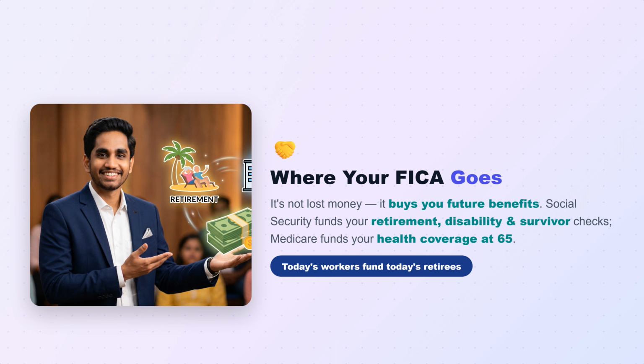So where does all your FICA money actually go? It's not lost. It buys you future benefits. Your Social Security portion funds your retirement checks, plus disability and survivor protection. Your Medicare portion funds your health coverage once you turn 65. The system works like this. Today's workers fund today's retirees, and one day, the next generation funds you.